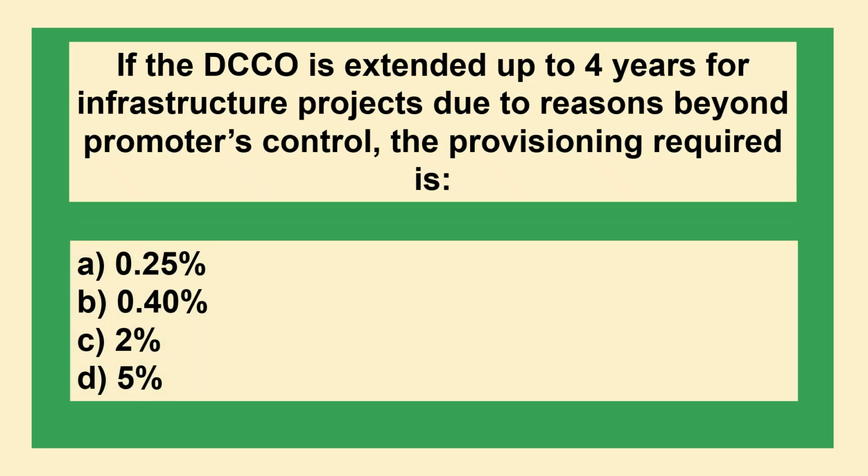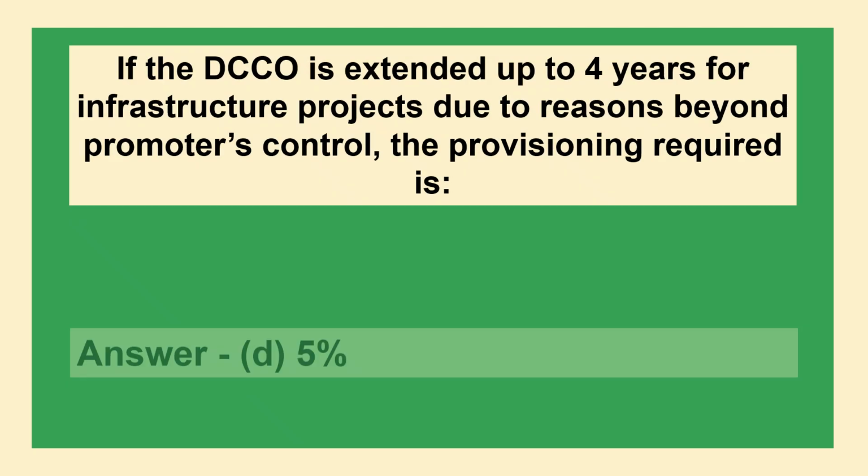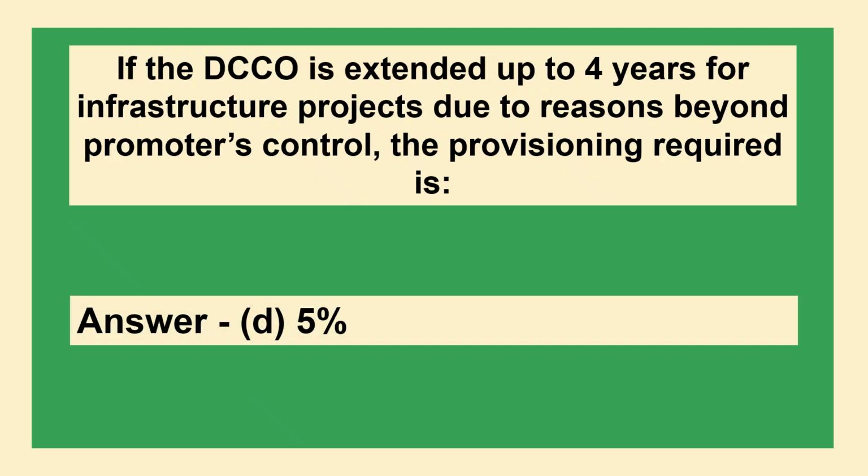If the DCCO is extended up to 4 years for infrastructure projects due to reasons beyond promoters' control, the provisioning required is option A 0.25%, option B 0.40%, option C 2%, option D 5%. The answer is option D 5%.